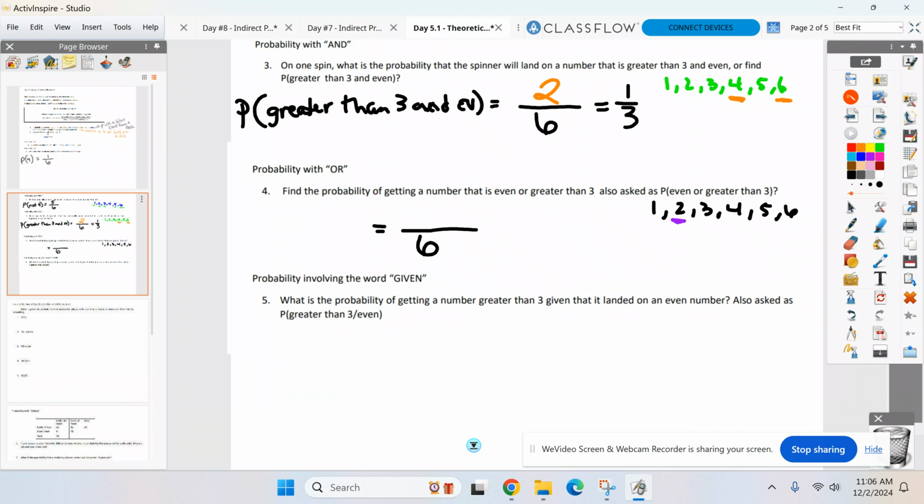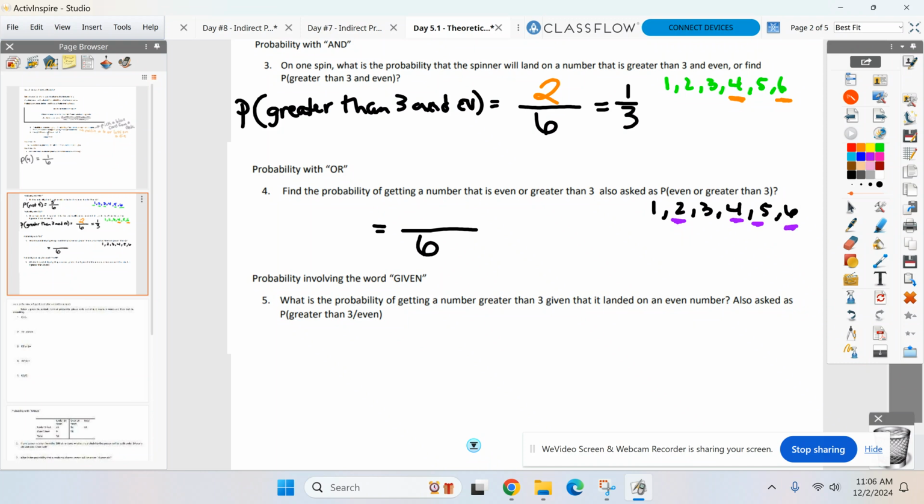How about 3? Count 3? No. Nope. 4. Yeah. Should I count it twice or just once? Once, because it is even and greater. You can only count things once, not twice, right? How about 5? Can I count 5? It's greater than 3. How about 6? And you only count it once.